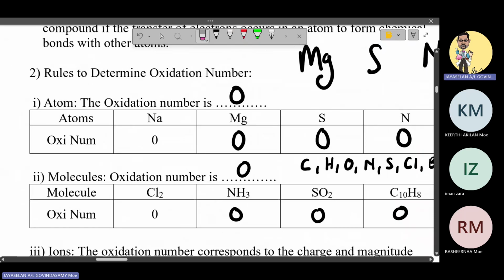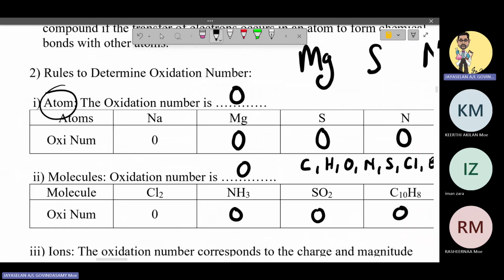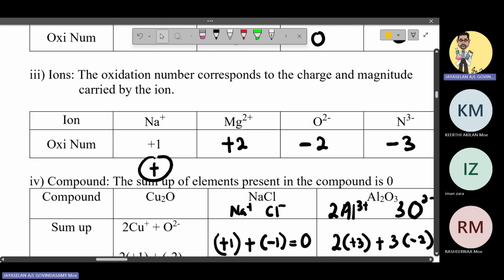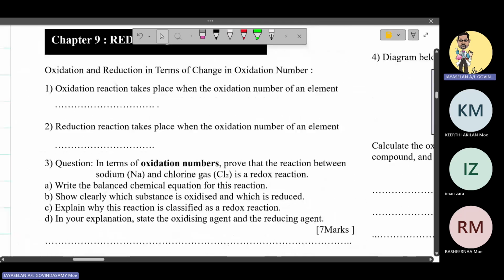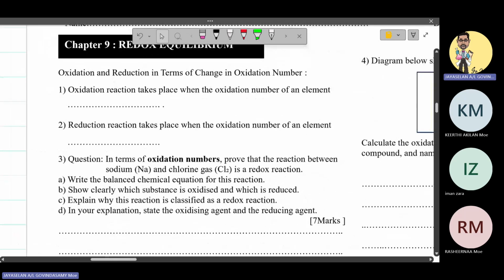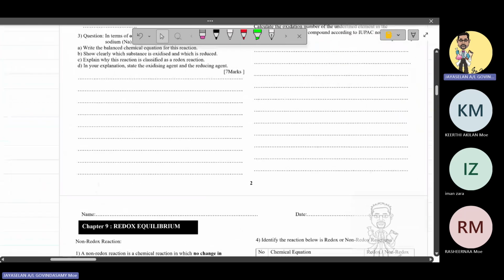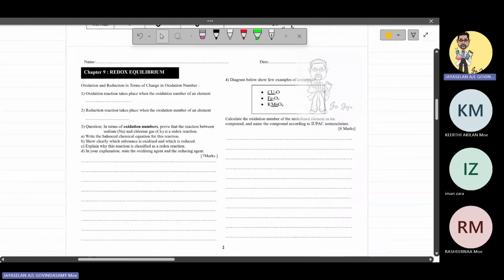For the essay question, atom 0, molecule 0. Memorize. Okay, already memorized: oxidation number 0. For ions, follow the charge number. The sum is 0. Okay, now we see this essay question. This is also in your homework. Today's homework I will give later.